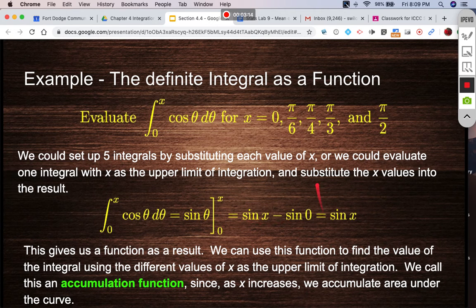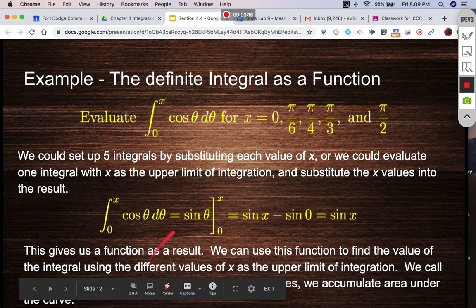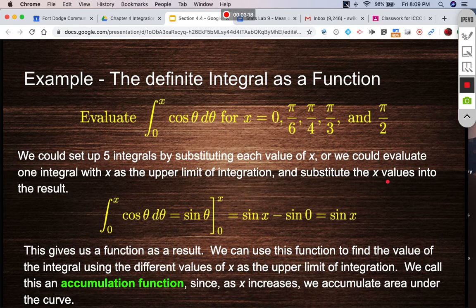This type of function we call an accumulation function, because basically as we make x get bigger, we're accumulating more and more area. So this is one advantage of doing it this way, to get that function, so we don't have to do a new integration for each interval we do. But notice we have to keep the starting point the same.